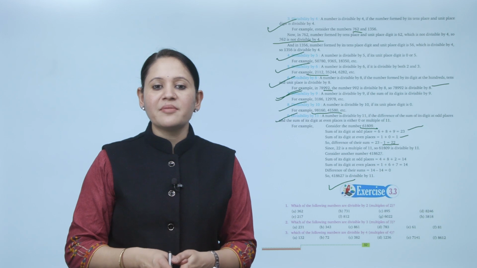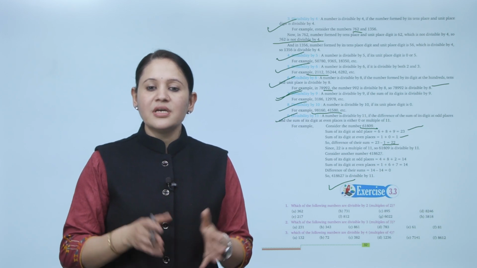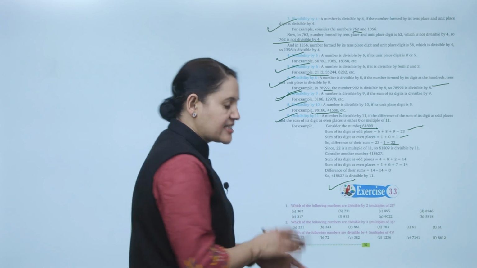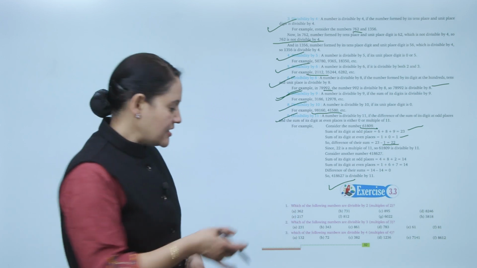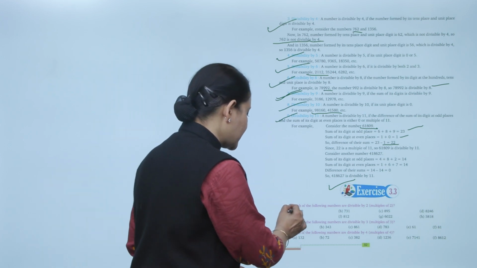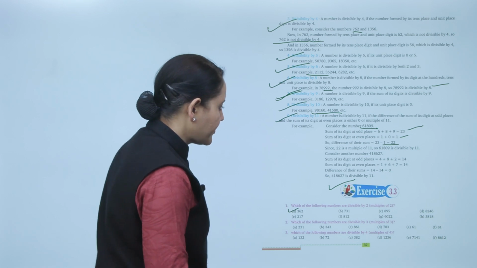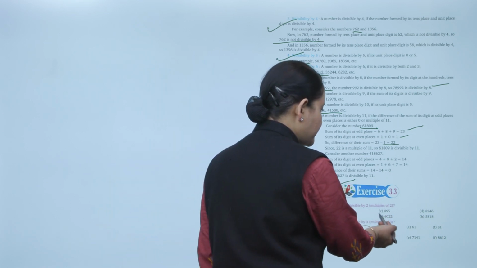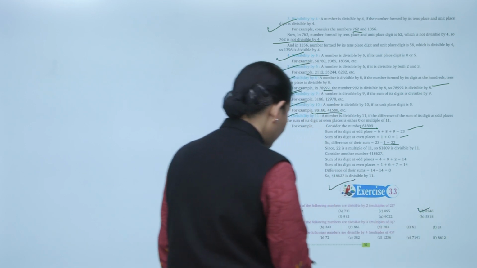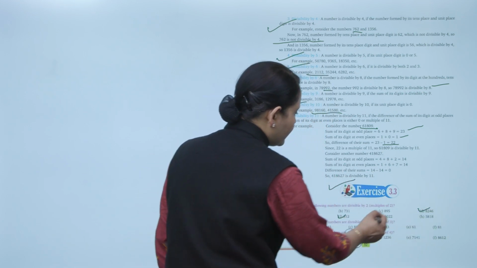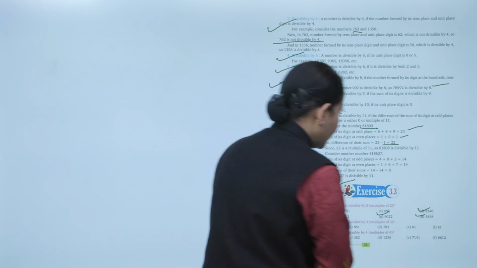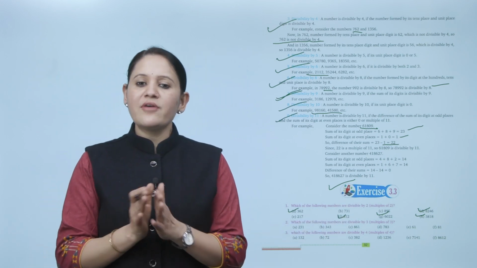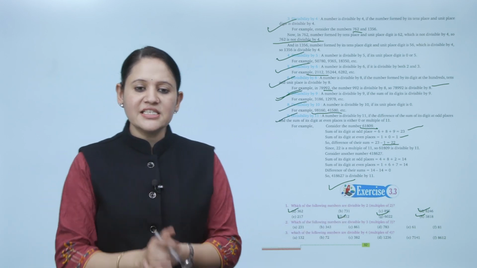Which of the following numbers is divisible by 2? Means multiple of 2. So here the first number, 362. Unit place digit is 2. That means this number is divisible by 2. Next, this number is not divisible by 2. It is divisible by 2. This number and this. These are the numbers which are divisible by 2. So you have to practice all the questions of this exercise.